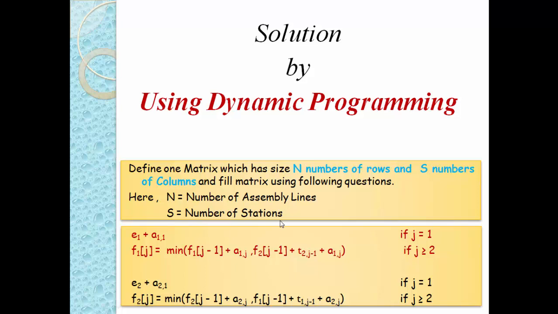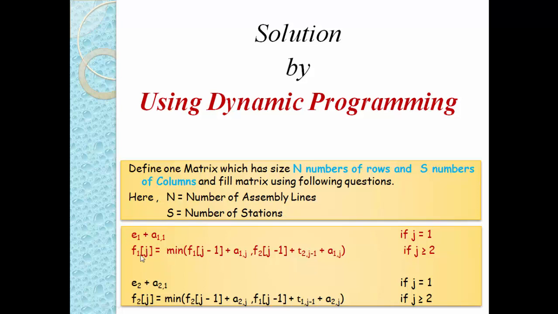And S is the number of stations, for example 5 stations, then there will be 5 columns. So with 2 assembly lines and 5 stations, for example, the number of rows will be 2 and the number of columns will be 5. So a 2 by 5 matrix will be there. So the first step is we have to make one matrix. Now we have to fill this matrix by using two different equations.